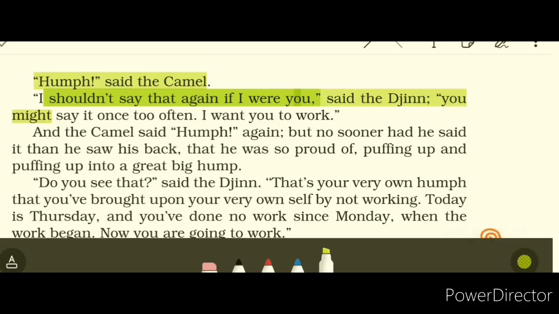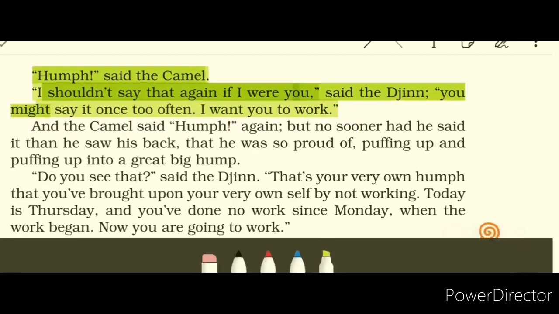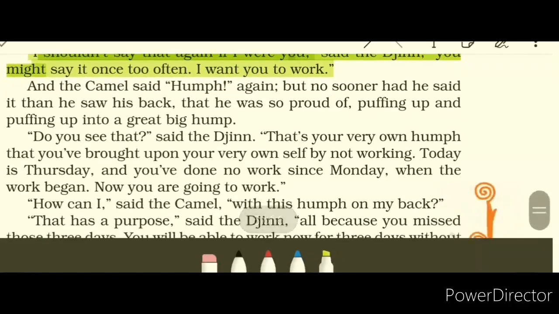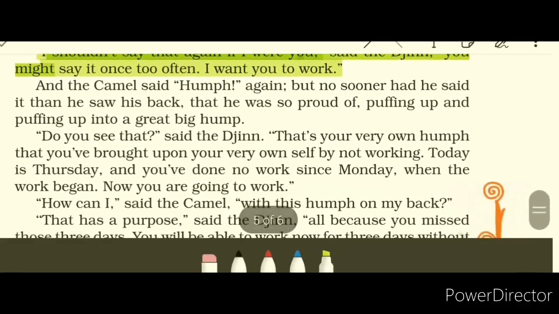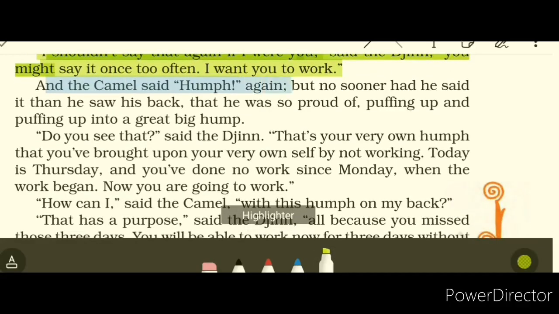"I want you to walk." So the jinn gave him some sort of warning. You're repeating this word again and again. I now want you to walk. And the camel said humph again, as though he was not caring. But no sooner had he said it than he saw his back, that he was so proud of, puffing up and puffing up into a great big humph.